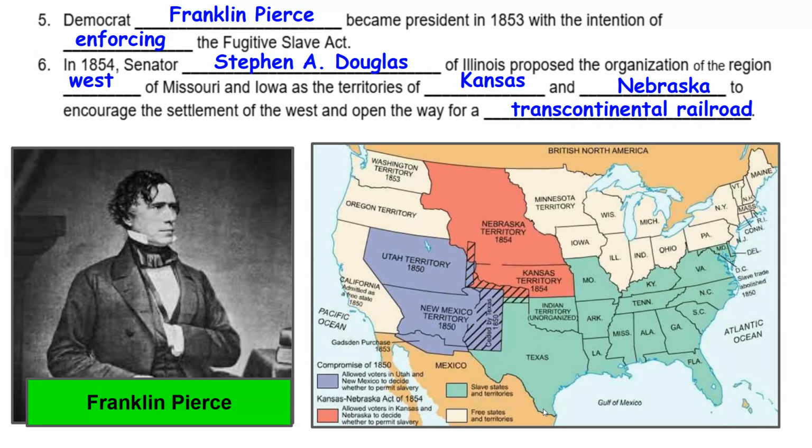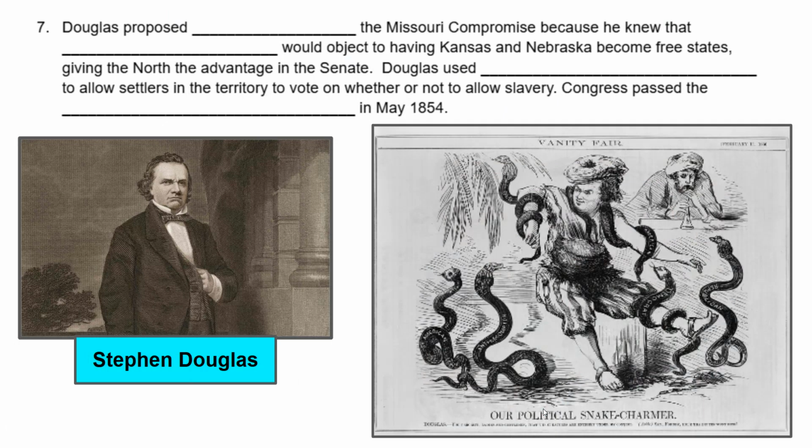The whole idea was to get people to move here, and to do this, he came up with this idea of abandoning the Missouri Compromise, because he knew that Southerners would have objected to having Kansas and Nebraska become free states, giving the North an advantage.